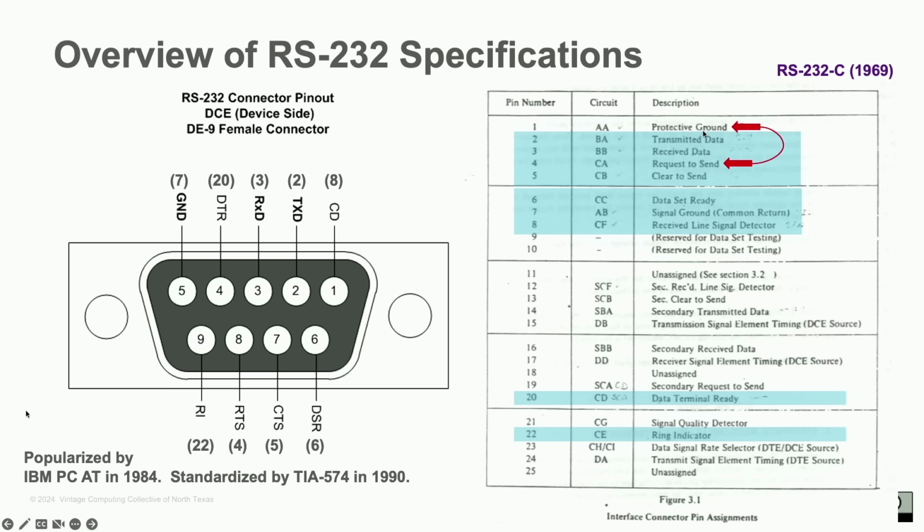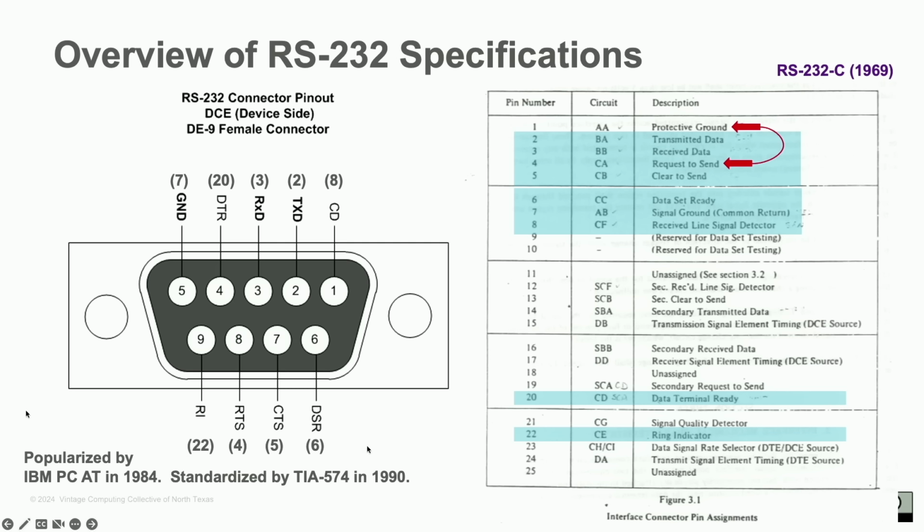Like I said, they got rid of the protective ground. It's now the request to send pin. This smaller version, at least in my view, became really popular starting when the IBM, not the original PC in 1981, but later in 1984, the AT, kind of really everywhere, everyone used a 9-pin serial port.